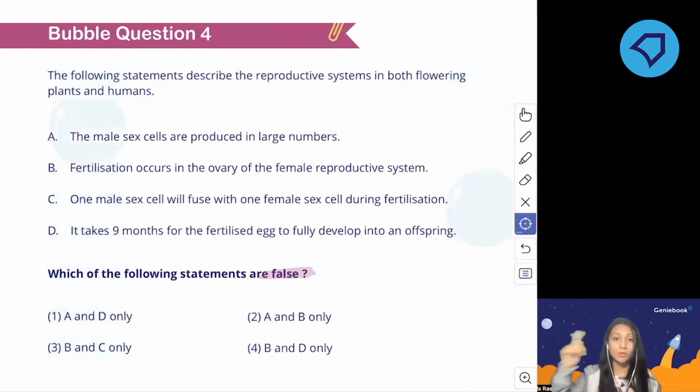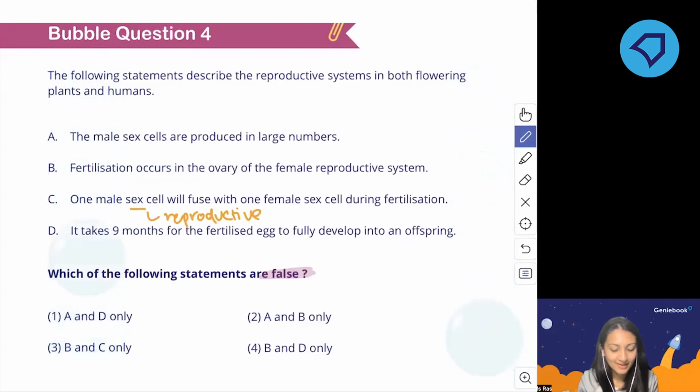Just remember, where does fertilization take place for plants and humans? If it's not correct, then it will be one of the answers, because they're asking for a false statement. Then for part C, does it involve one male sex cell fusing with one female sex cell, or many male sex cells fusing with one female sex cell? Think about it. And finally, does it take 9 months for the fertilized egg to fully develop into an offspring? Does it take 9 months for flowers, and does it take 9 months for humans?